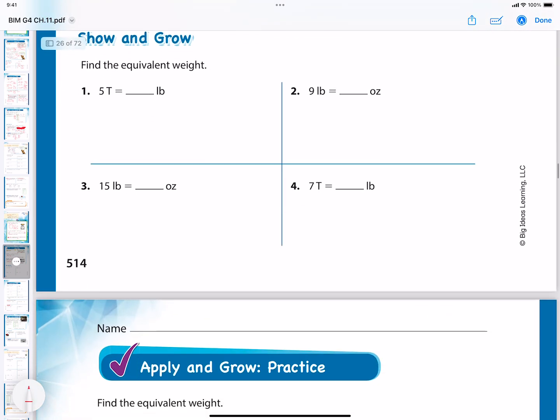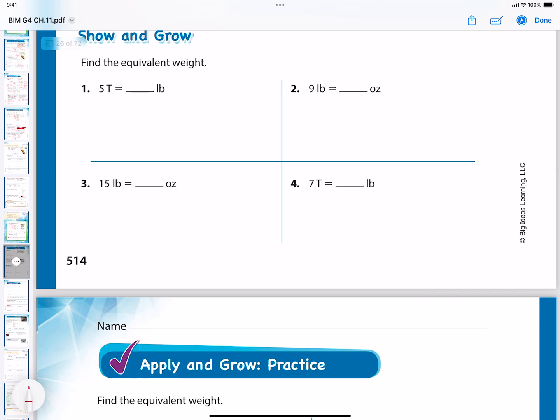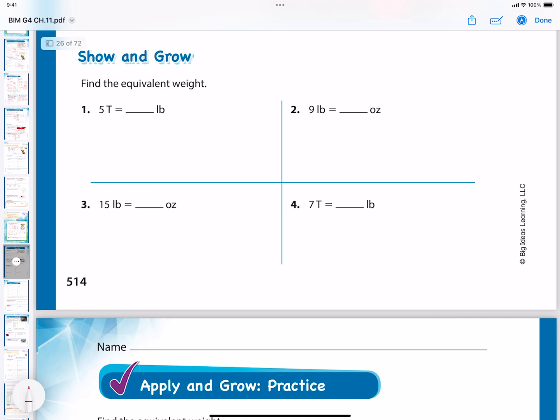Number 1. Find the equivalent weight. Okay, now 5 tons to pounds. Remember, 1 ton is equal to 2,000 pounds. So 2,000 times 5. 2 times 5 is 10. And how many zeros? 3 more zeros. So 10,000 pounds.